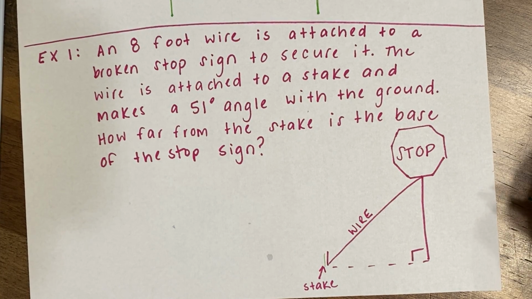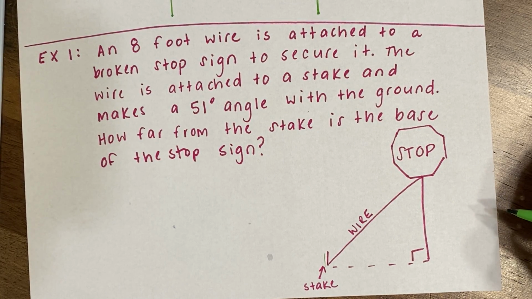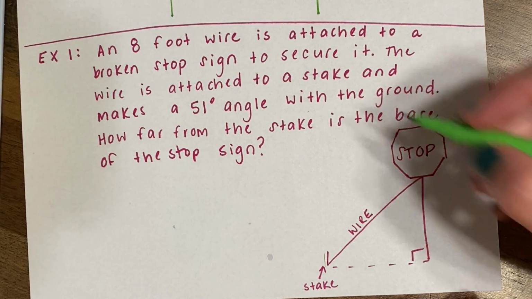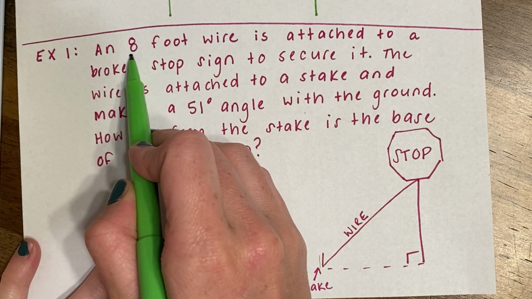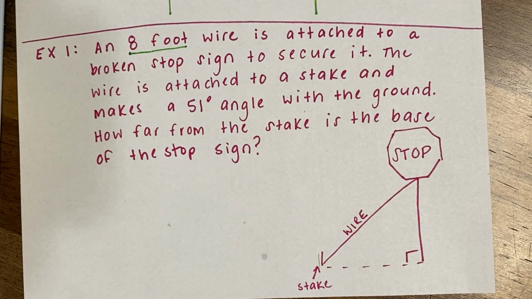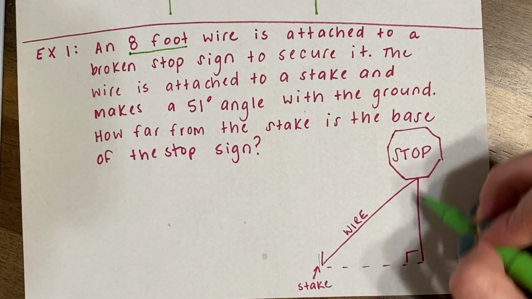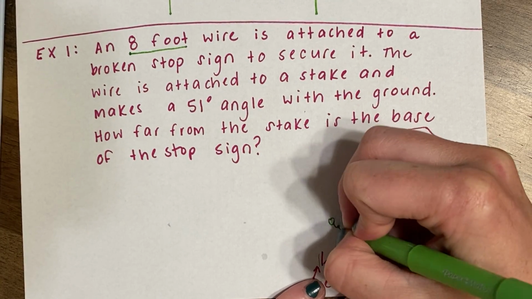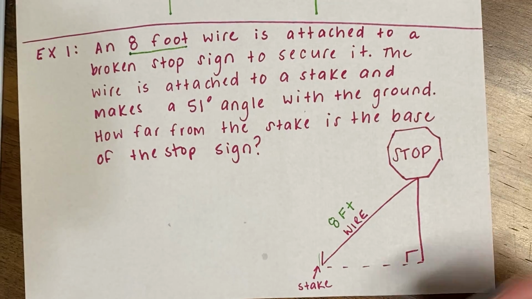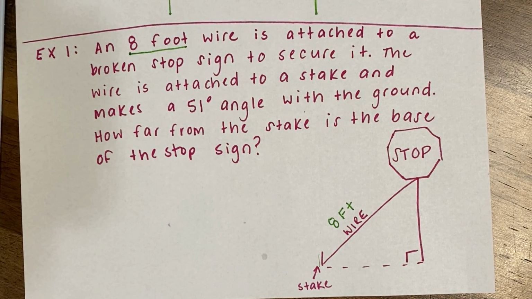Okay, and then we want to know how far from the stake is the base of the stop sign, okay? So we know from this first sentence the wire is 8 feet long. So I can label this part of that right triangle created in this situation as 8 feet, okay?